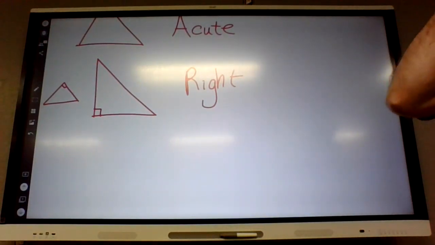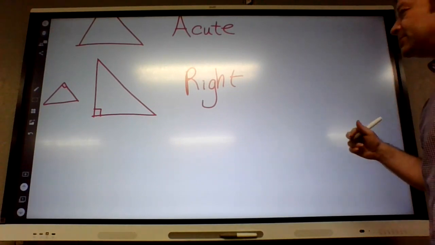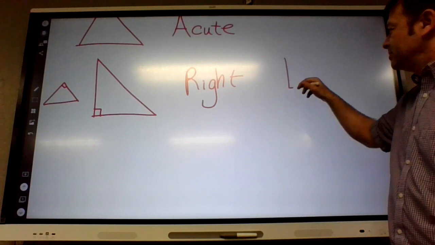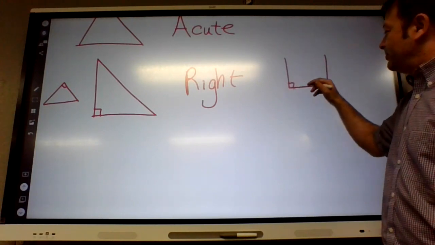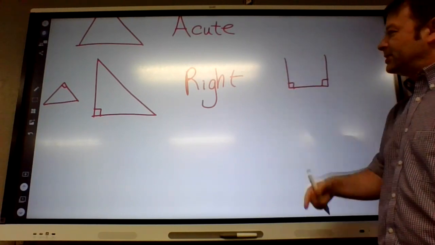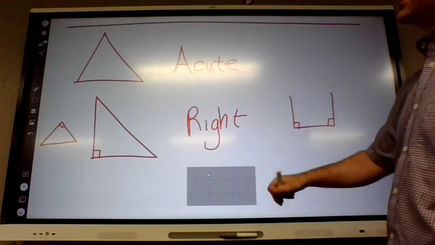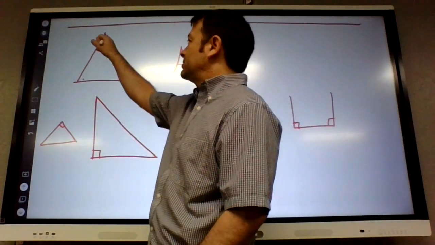Do you guys remember what the angles of a triangle should add up to? 180. So is it possible to have two 90-degree angles? No, because together they make 180 and there's nothing left for the third angle. How do we know if it's an acute triangle? If all three are acute angles, it's an acute triangle.